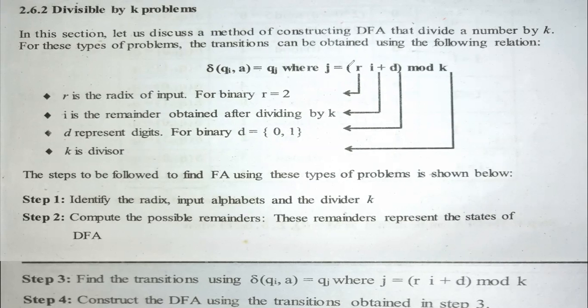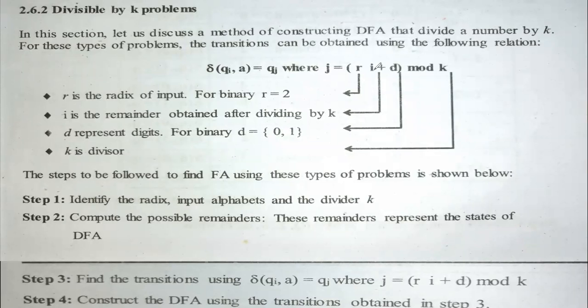Where j is equal to (r into i plus d) mod k. k will be specified in your question. r we can easily identify; r stands for radix. For binary it will be 2. Remember, the radix will be known beforehand itself.